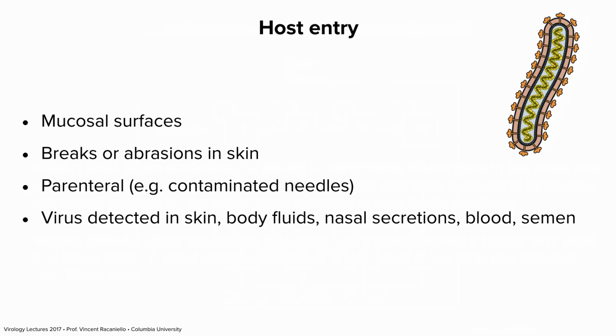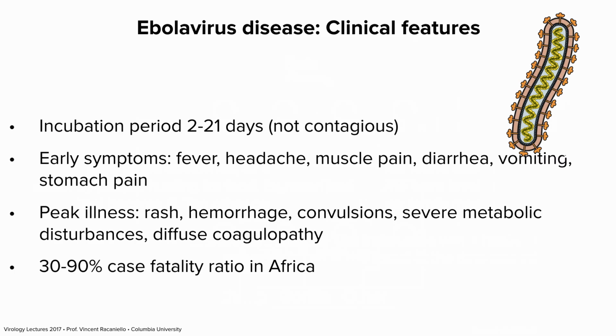How does it get in you? Mucosal surfaces, upper tract, breaks or abrasions in the skin, contaminated needles. And so because the virus is in so many body fluids, it's very easy for it to infect a new person, especially when they're close by. The incubation period is between 2 and 21 days. Interesting, during this period, you're not infectious. And there are no typical symptoms of Ebola. So you wouldn't know that someone is infected at that time. But then as soon as the outward symptoms occur, rash, hemorrhage, convulsions, and so forth, then you become contagious.